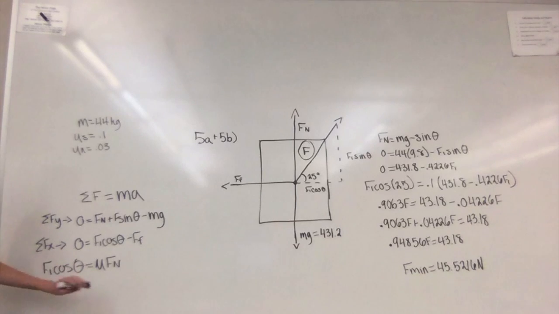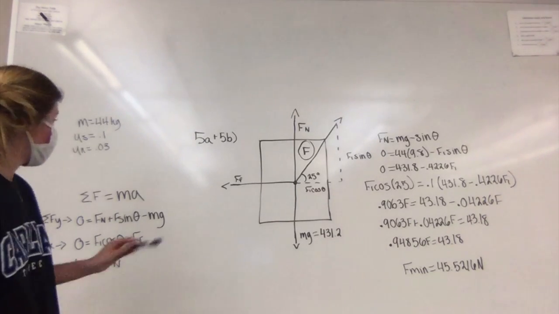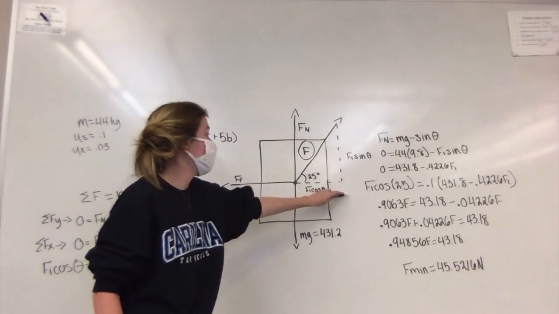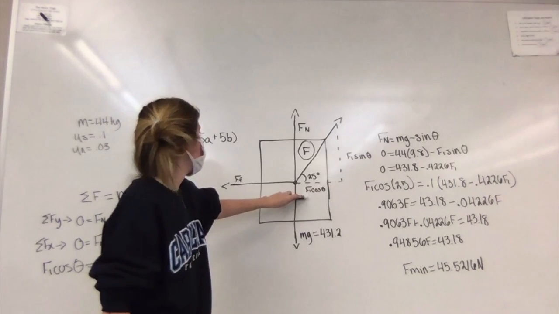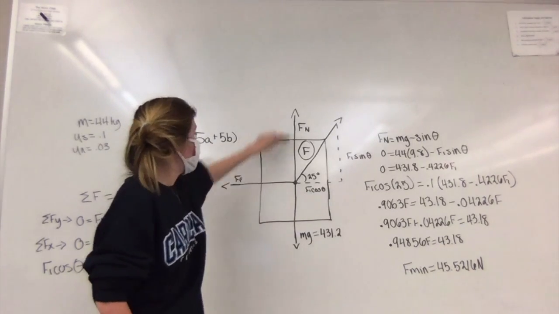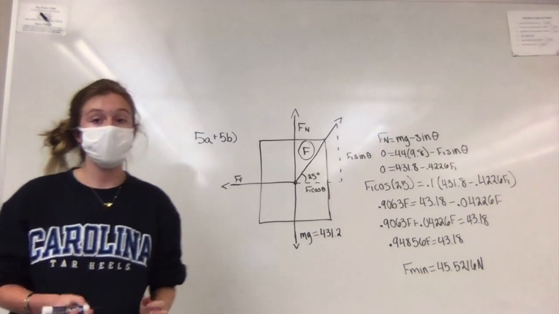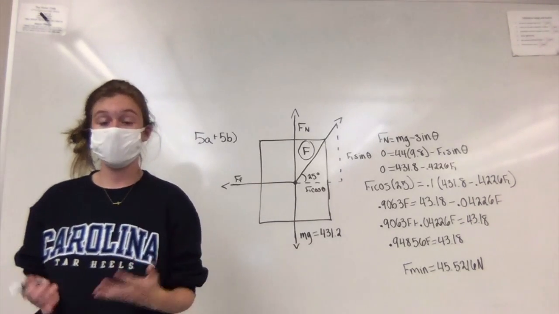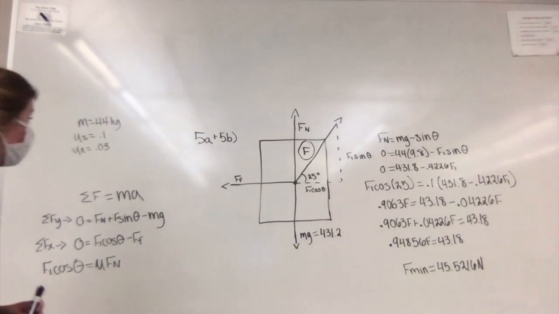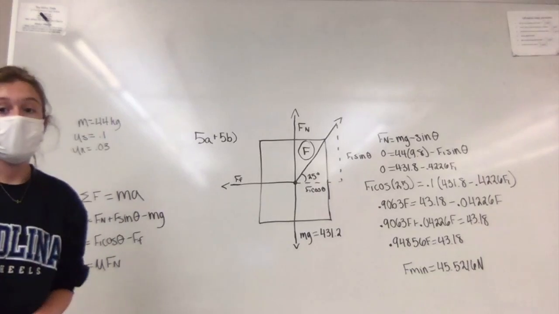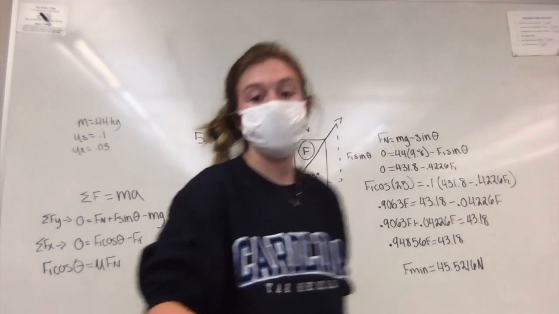Another formula before I get into my work is F1 cosine of theta is equal to mu times force normal. If you're looking at the graph, you can see that F1 cosine of theta is going this way, and force normal times mu is like this. When you multiply force normal times mu, which is the coefficient of friction, you get force of friction, so it's equal to this. And that's what I will be using for part of my equation during my work.